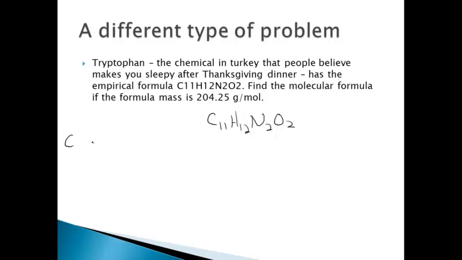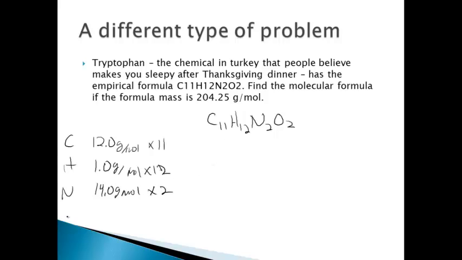Carbon on the periodic table is 12.0 grams per mole. There's 11 of them, so times 11. Hydrogen on the periodic table is 1.0 grams per mole, and there's 12 hydrogens. Nitrogen on the periodic table is 14.0 grams per mole. There's 2 nitrogens. Oxygen on the periodic table is 16.0 grams per mole, and we have 2 oxygens. So let's put these in our calculator.